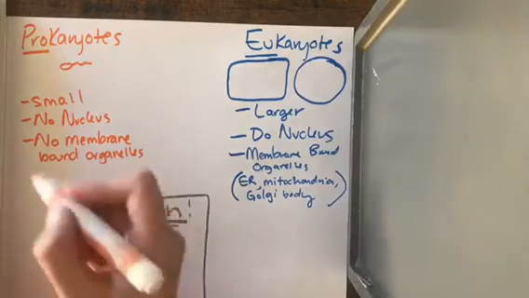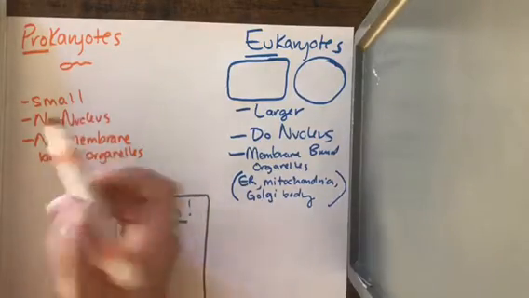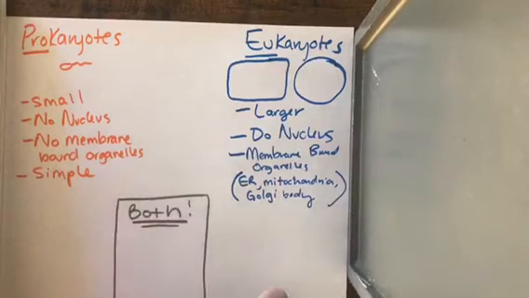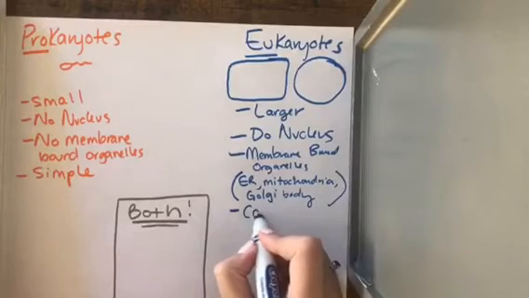Another thing that we need to know is prokaryotes. Not only are they small, but they're very simple, which is kind of obvious because if they don't have a nucleus and they don't have membrane-bound organelles, they're just really simple. Eukaryotes, we say, are more complex.